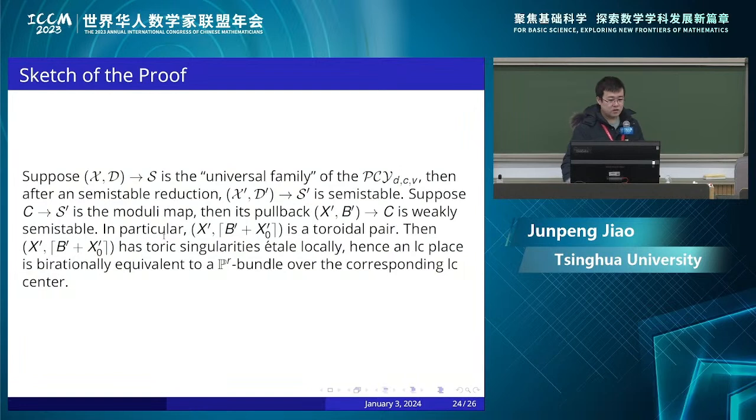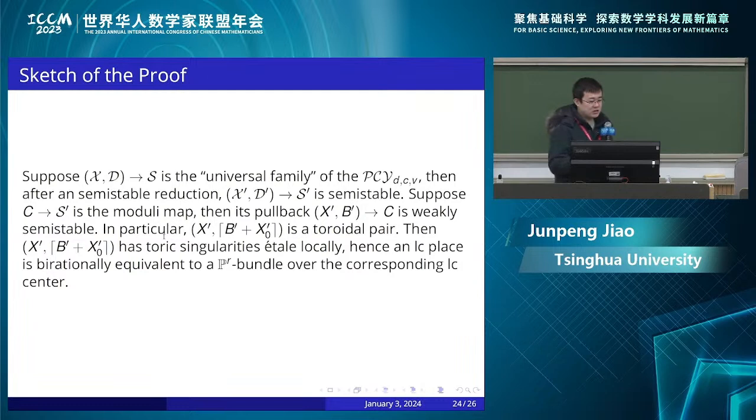So, with semi-stable reduction, we can modify the universal family to make it semi-stable. And then suppose this C to S' is a modular map, then its pullback is still weakly semi-stable by the previous lemma. In particular, since semi-stable implies weakly semi-stable, X' B' is a toroidal pair.